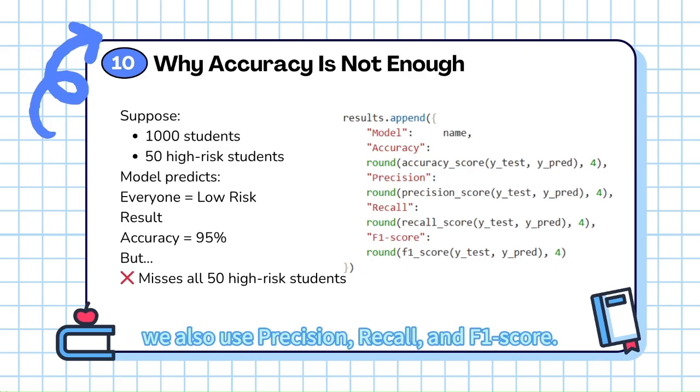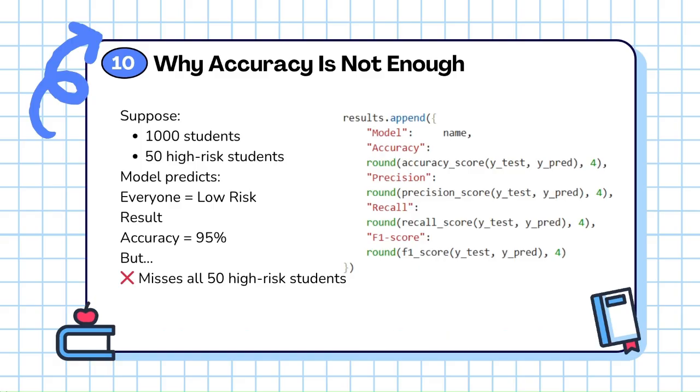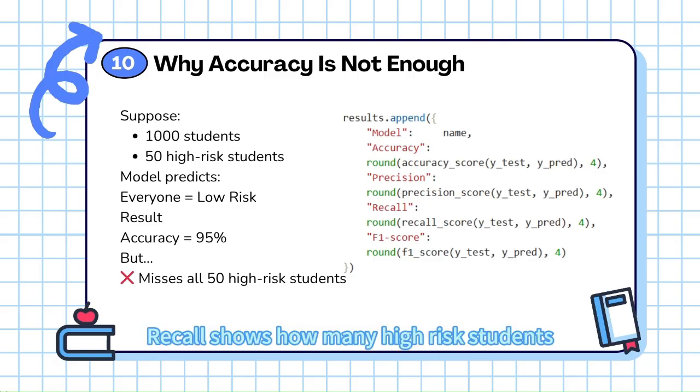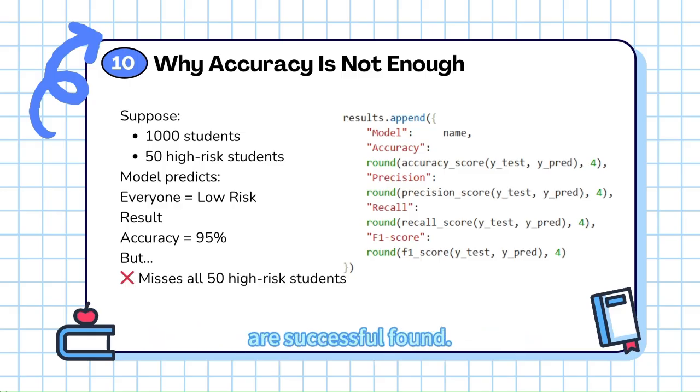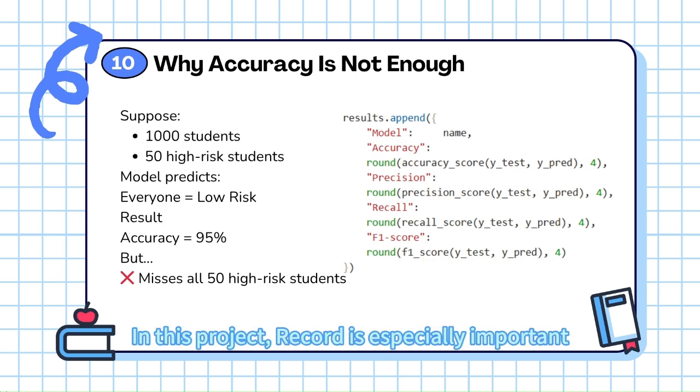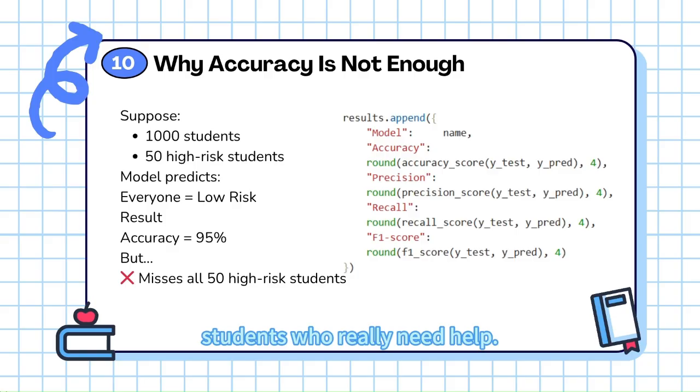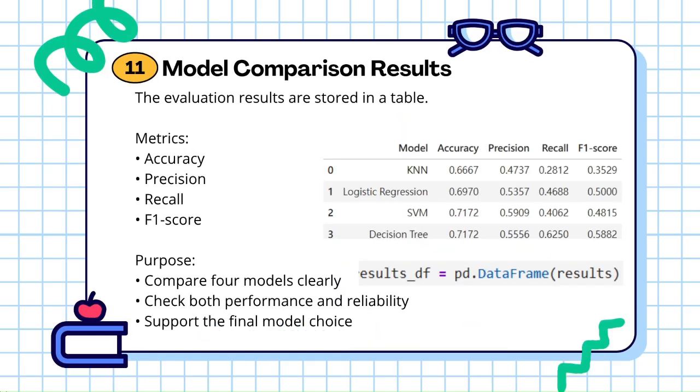Therefore, we also use precision, recall, and F1 score. Precision shows how many predicted high-risk students are truly high risk. Recall shows how many high-risk students are successfully found. F1 score balances precision and recall. In this project, recall is especially important because we want to avoid missing students who really need help. The model evaluation results are stored in a table. The table compares the four models using accuracy, precision, recall, and F1 score.